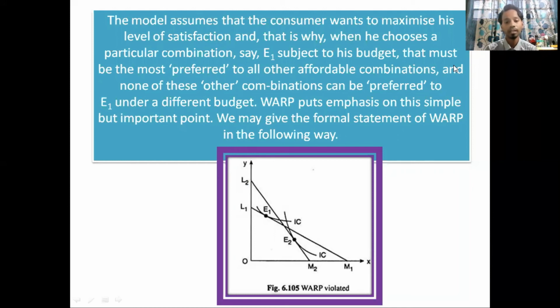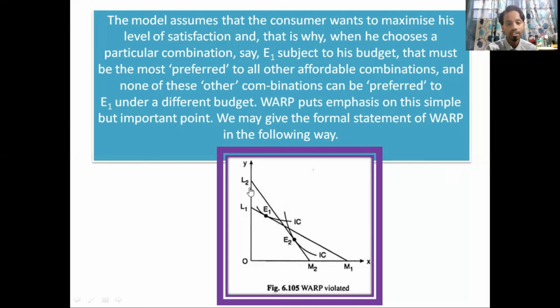Here you see the diagram, WARP violated. Means that here you will see a combination in the budget line. Being you as a consumer, you are choosing a point E. You can see in this diagram, you choose a point E, rather some other person in different area, he may or she may choose E2. It's very clear from the diagram, WARP violated.